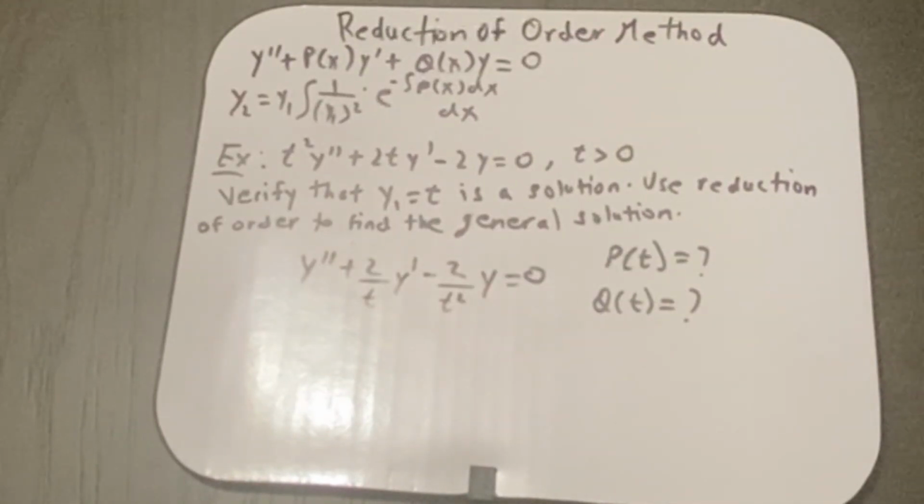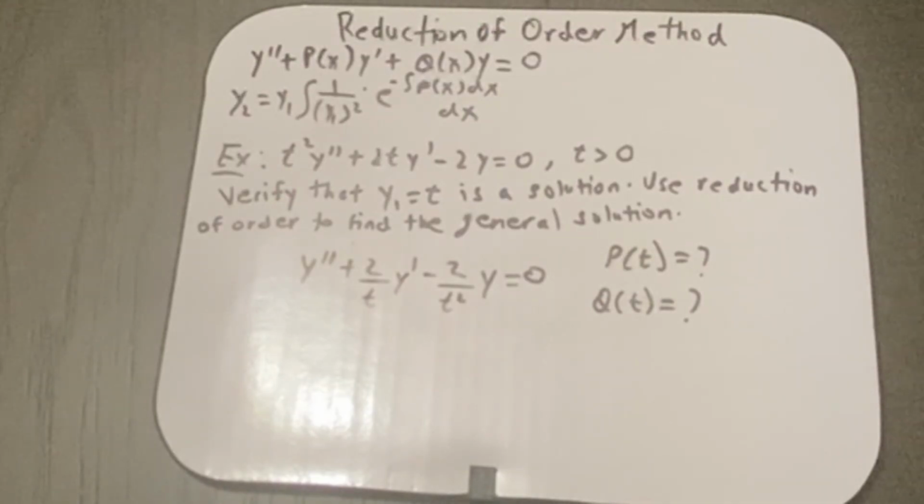So now that we have the general form of our given question, the next step is to identify what our p(t) and our q(t) are in this case. And because the functions that we're given are in terms of t, that's why it's p(t) and q(t) instead of p(x) and q(x). If the functions were in terms of x, then we would have p(x) and q(x). But because it's in terms of t, we need to identify our p(t) and our q(t).